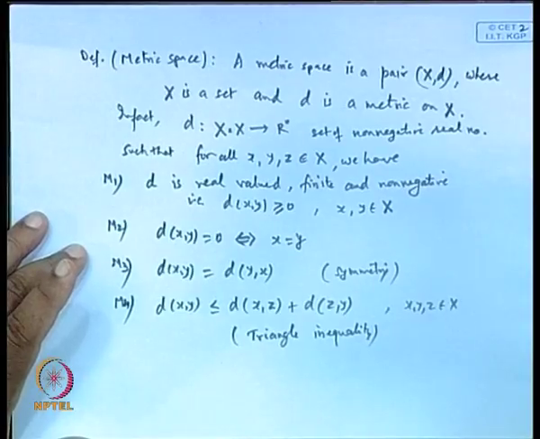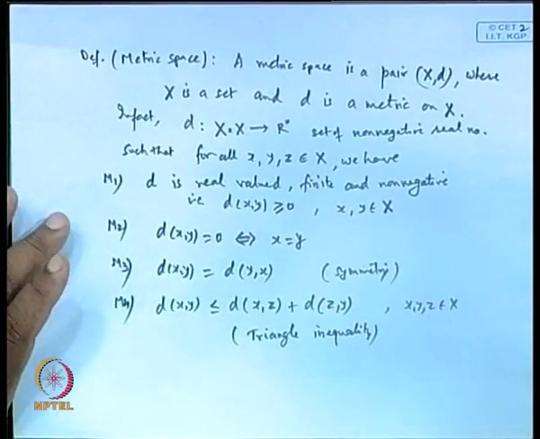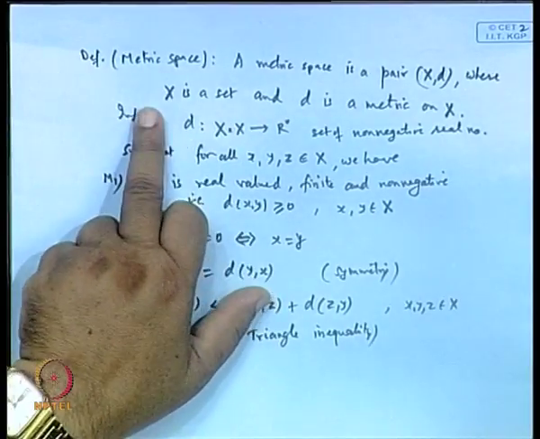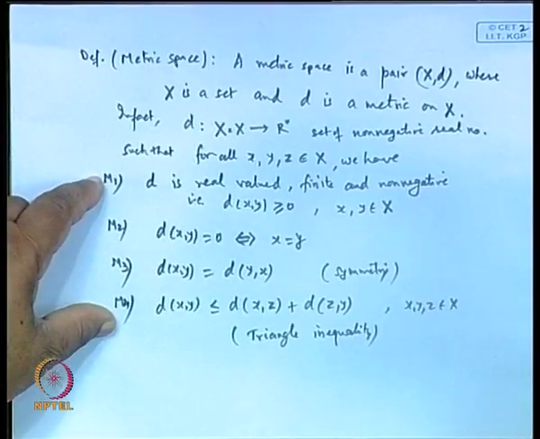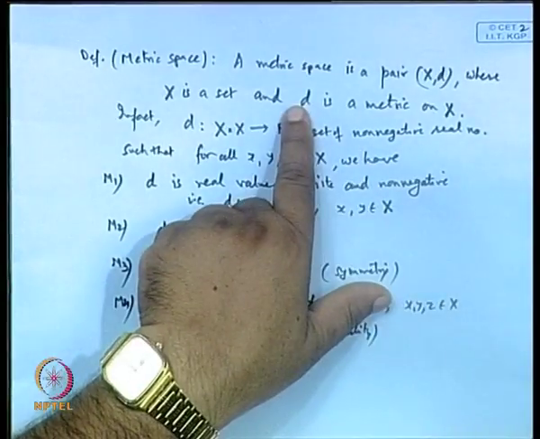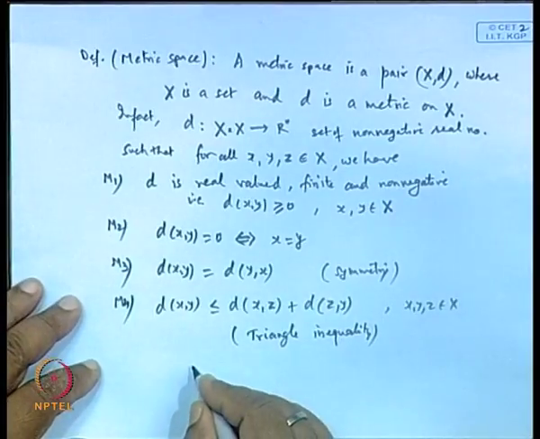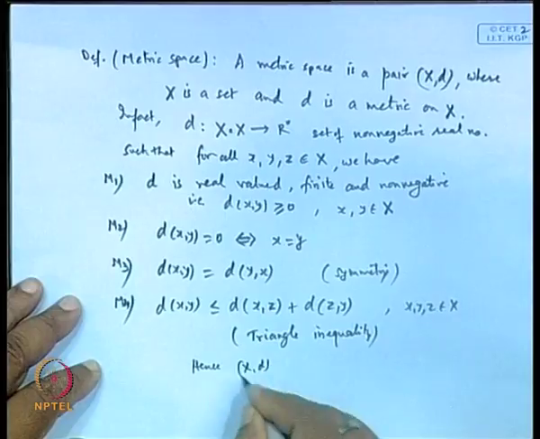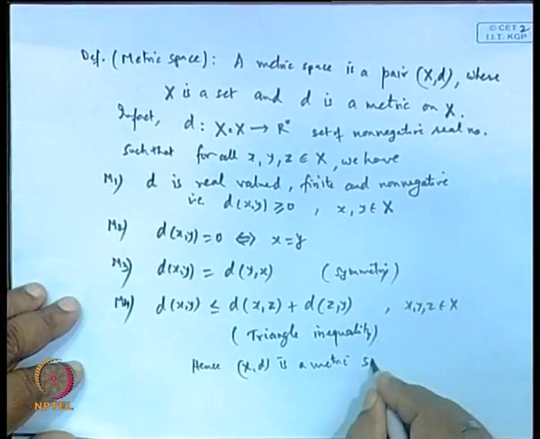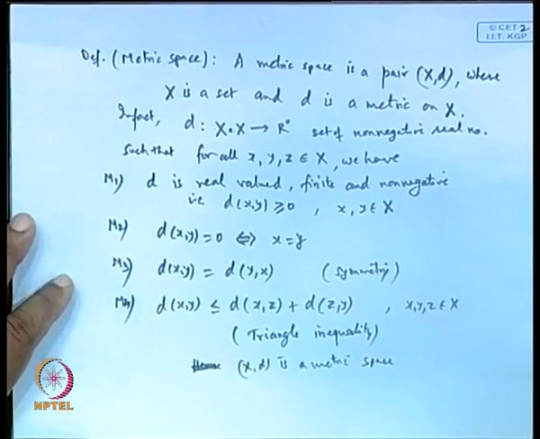So, what we see here is that we have taken the idea of the usual notion of the distance function on the real line and generalized that idea to an arbitrary set X, so that for any two points of that set, if it satisfies these 4 conditions, then we say the set X together with the function d forms a metric space. Okay. So, the pair (X, d) is a metric space. Clear?